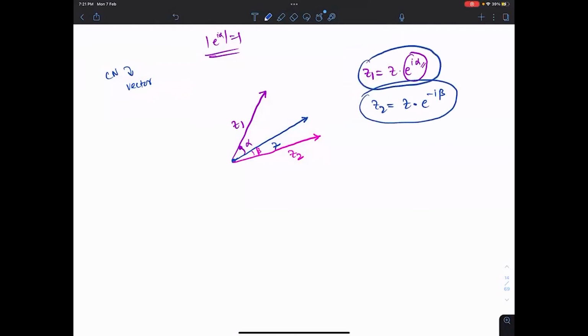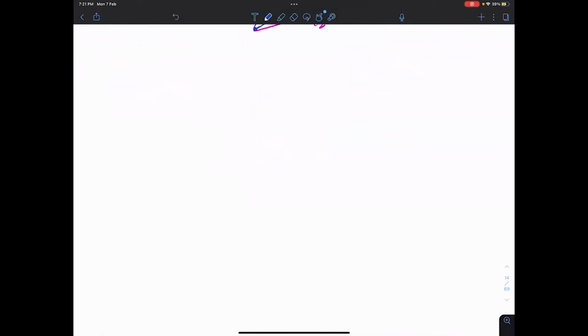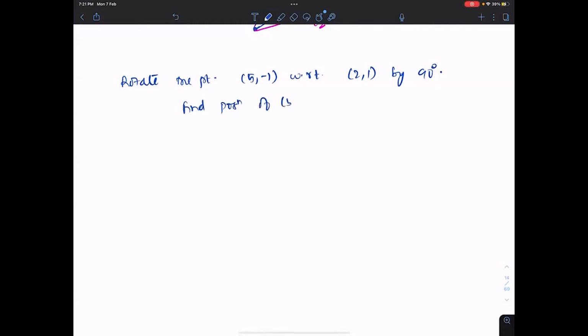Fine. Now, how do we use the rotation? For example, there is a question: rotate in 2D. Rotate the point, let's say (5, minus 1), with respect to (2, 1), by 90 degrees. Then the final position of (5, minus 1) is dash.